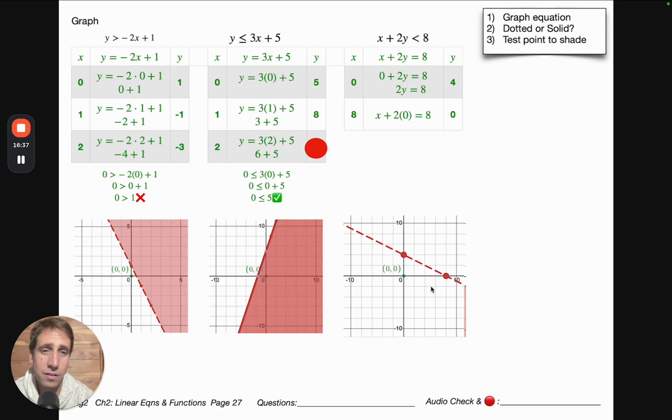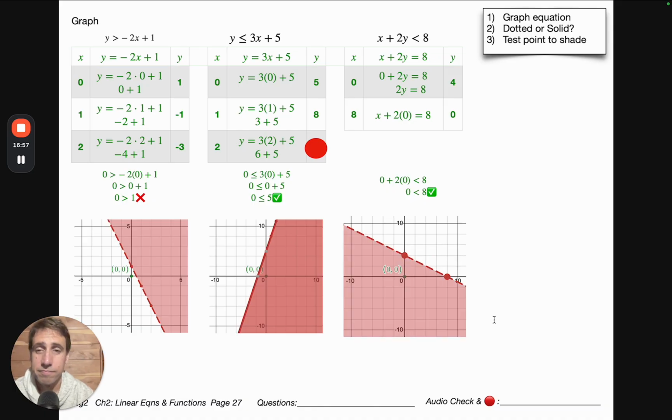Alright, so next, let's pick a test point of 0, 0. It works because it's not on the line. And so we have to plug it back into the original and see, do we get a true statement? 0 plus 2 times 0, is that less than 8? Yup, 0 is less than 8. So I do want to shade 0, 0 and the region and all of its neighbors around it. Like this.